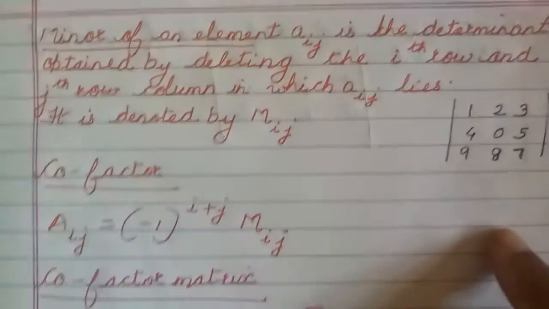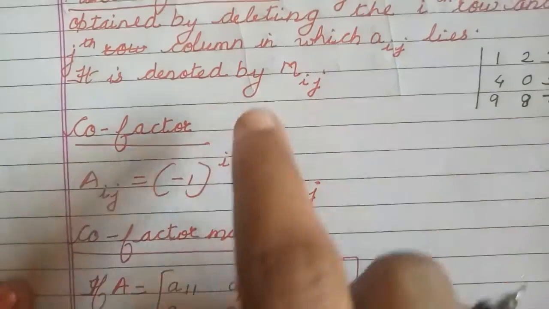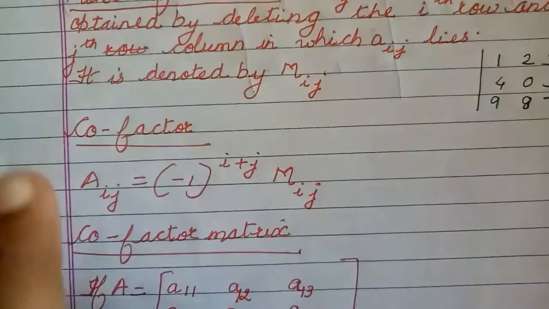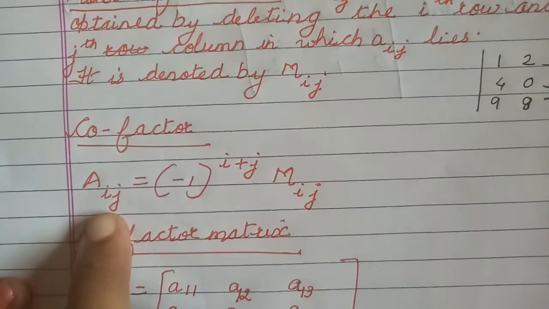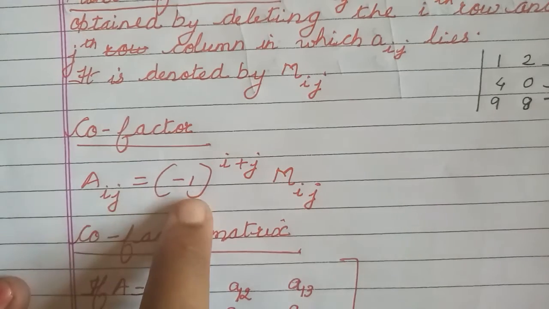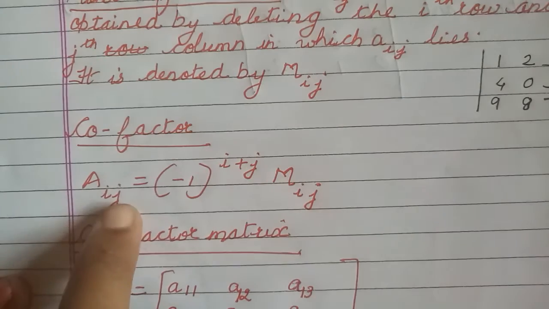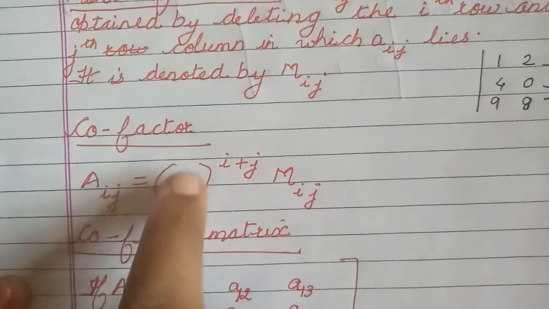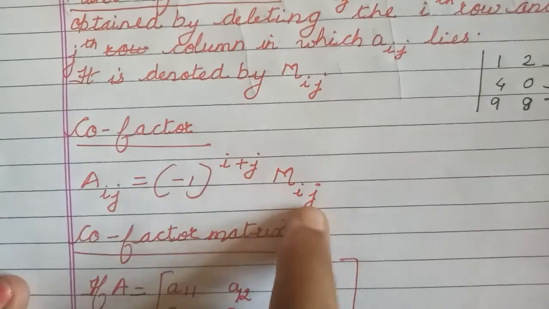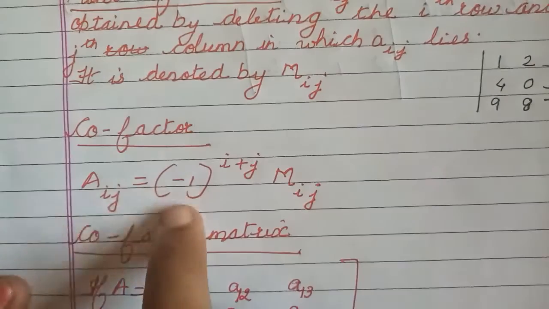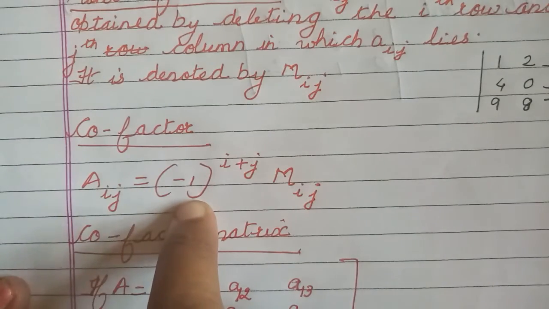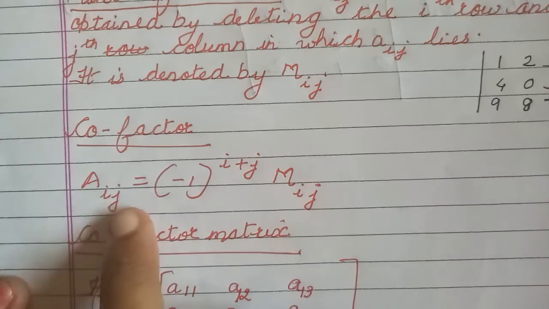Okay, now related to that is your cofactor. The minor of that element will also have something called a cofactor, and it is given by the formula minus 1 raised to i plus j Mij. So suppose I want A11, this will be minus 1 raised to 1 plus 1 M11. So if you put the positional sign, negative or positive, on that value, it will give you the cofactor.